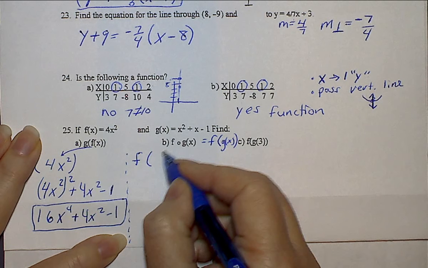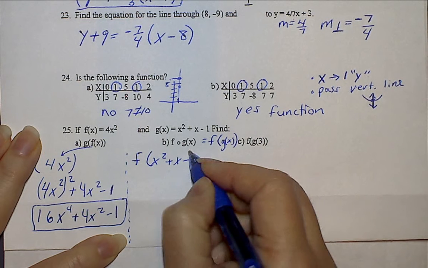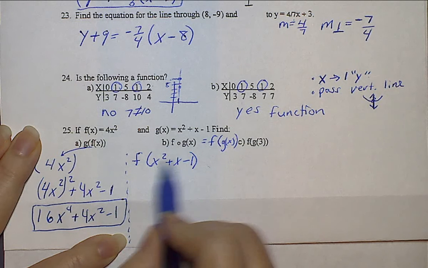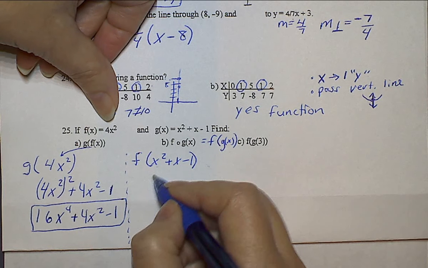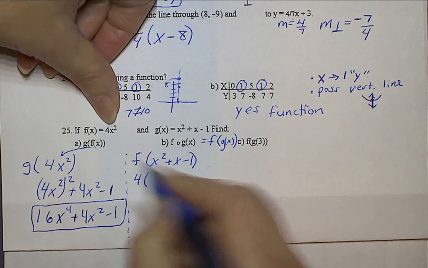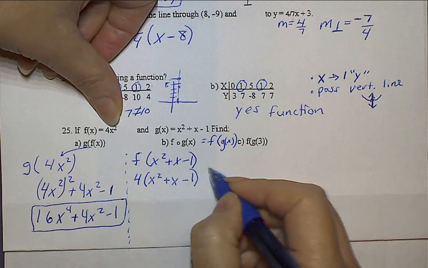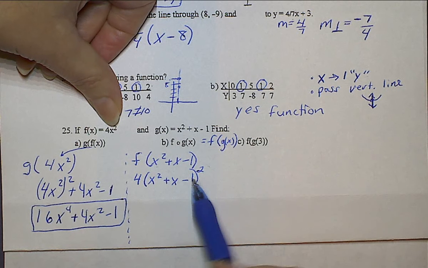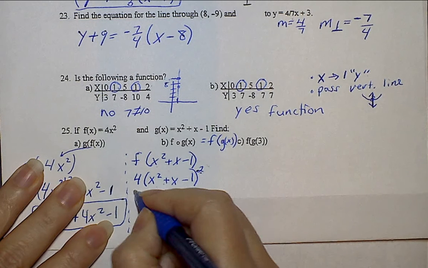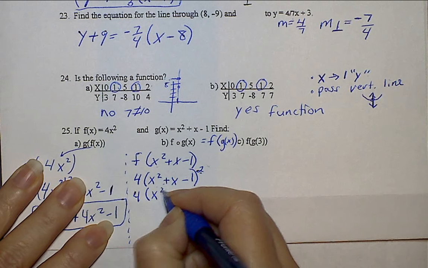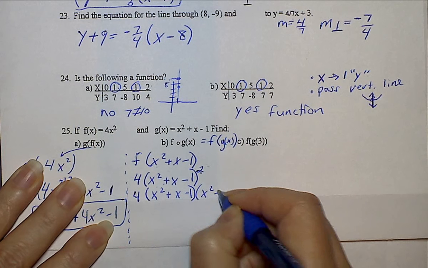So g is x squared plus x minus 1, and that's going to go into the x values of the f. Alright, so what we have is 4 times, instead of x now, we have x squared plus x minus 1, and then we square it. Well, what does this square mean? This square means that I have twice this. So that means I have 4 times x squared plus x minus 1 times x squared plus x minus 1.